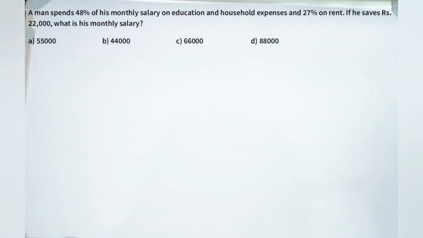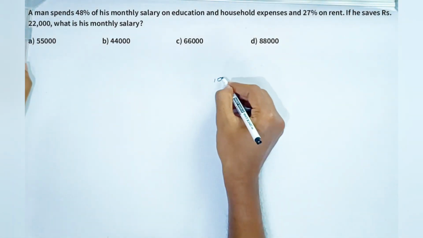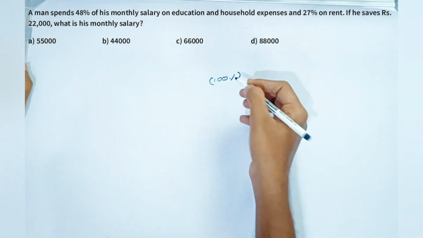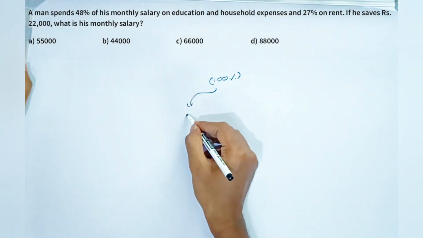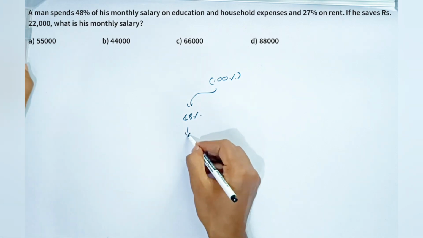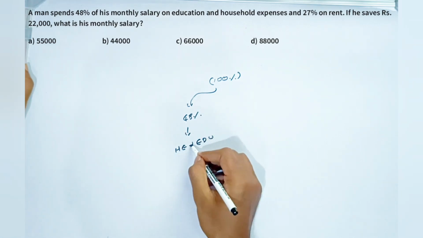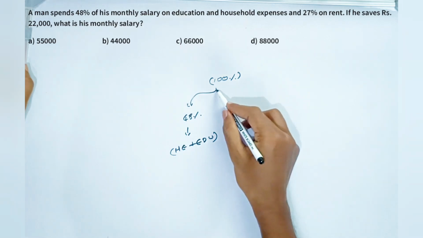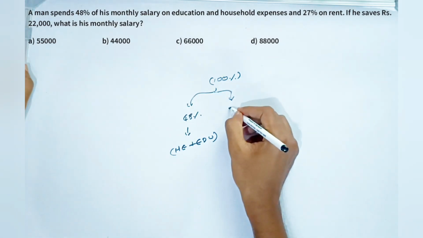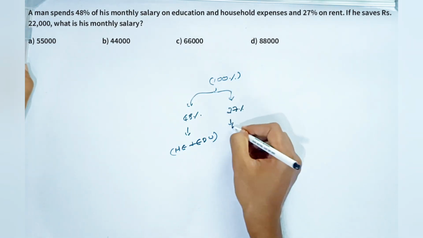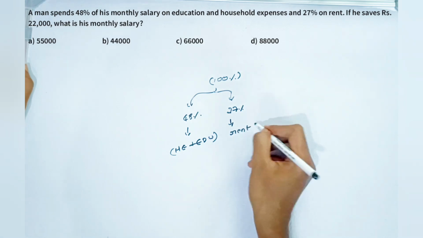Okay, going to the next question. A man spends 48% of his monthly salary on education and household expenses. Let us assume 100% is the salary. In this salary, 48% goes for education and household expenses, and next 27% goes for the rent, and the remaining is what he saves.